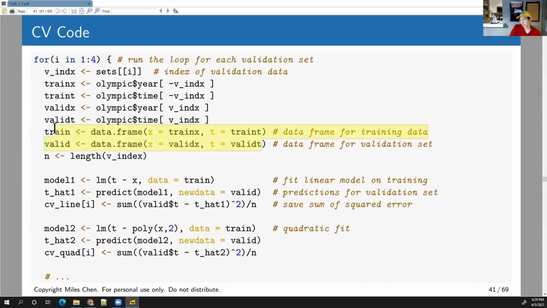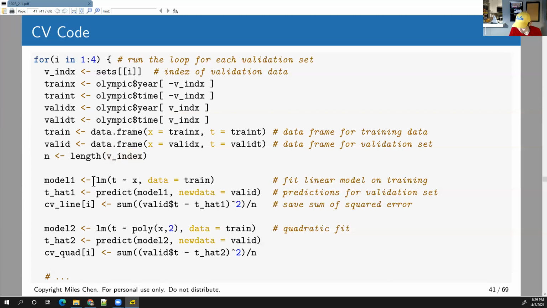So this serves as my training and validation data. N here is 7 in each of these cases, but in case you have something slightly variable, I take the length of the validation index.